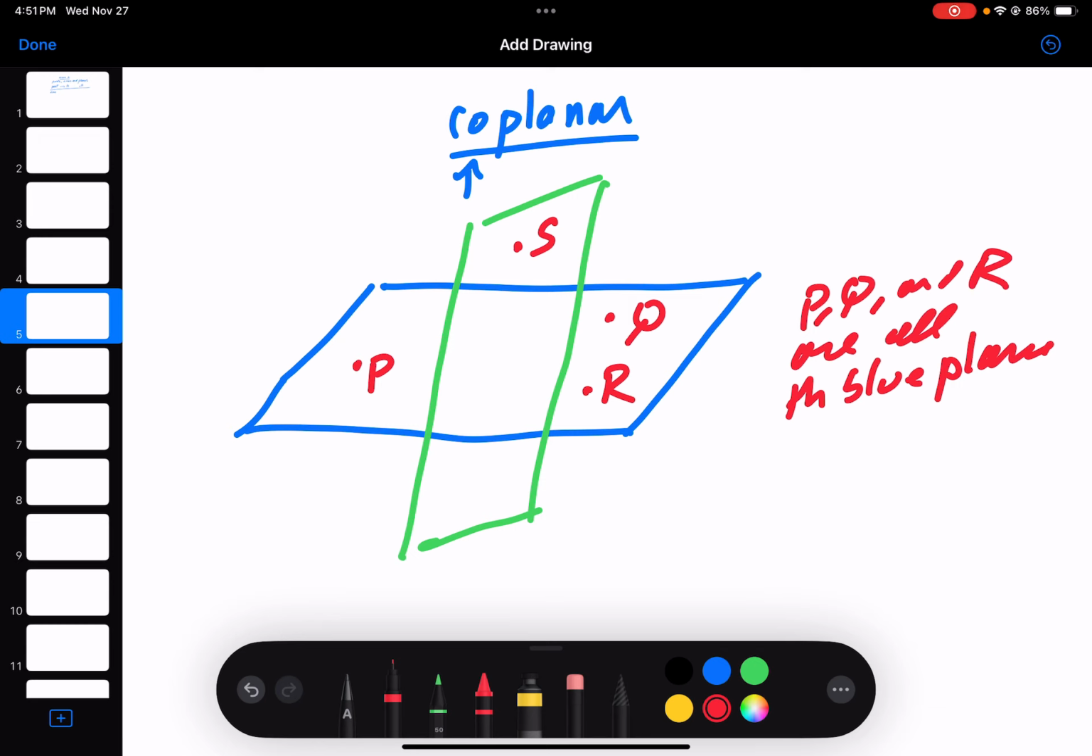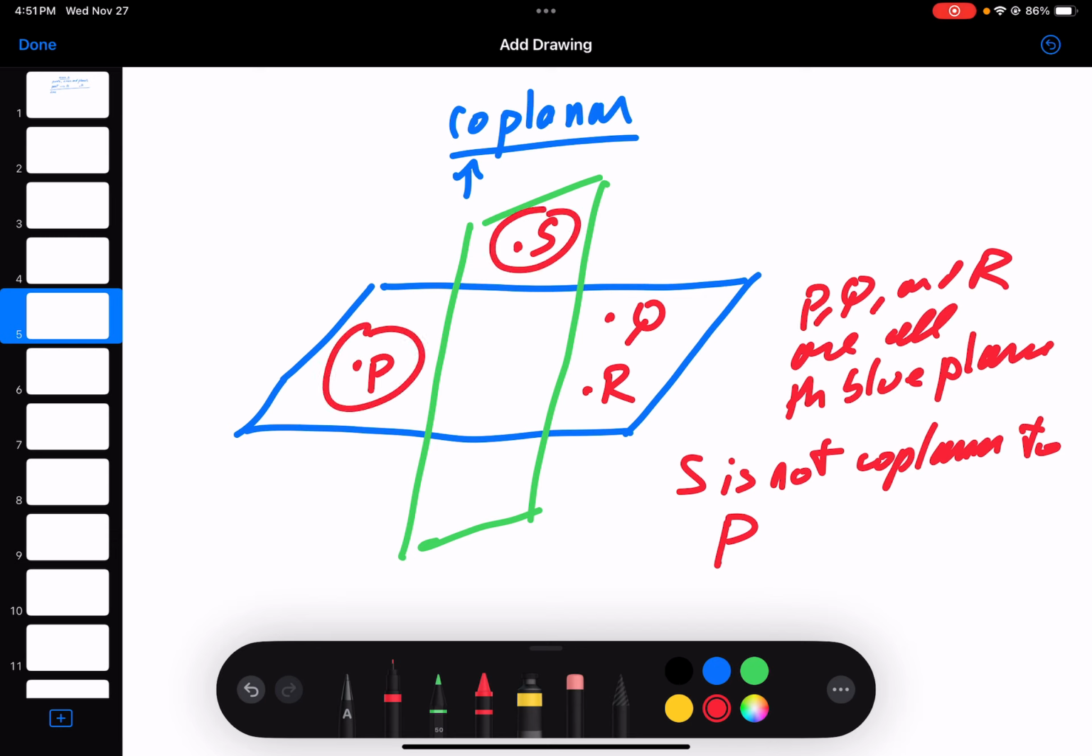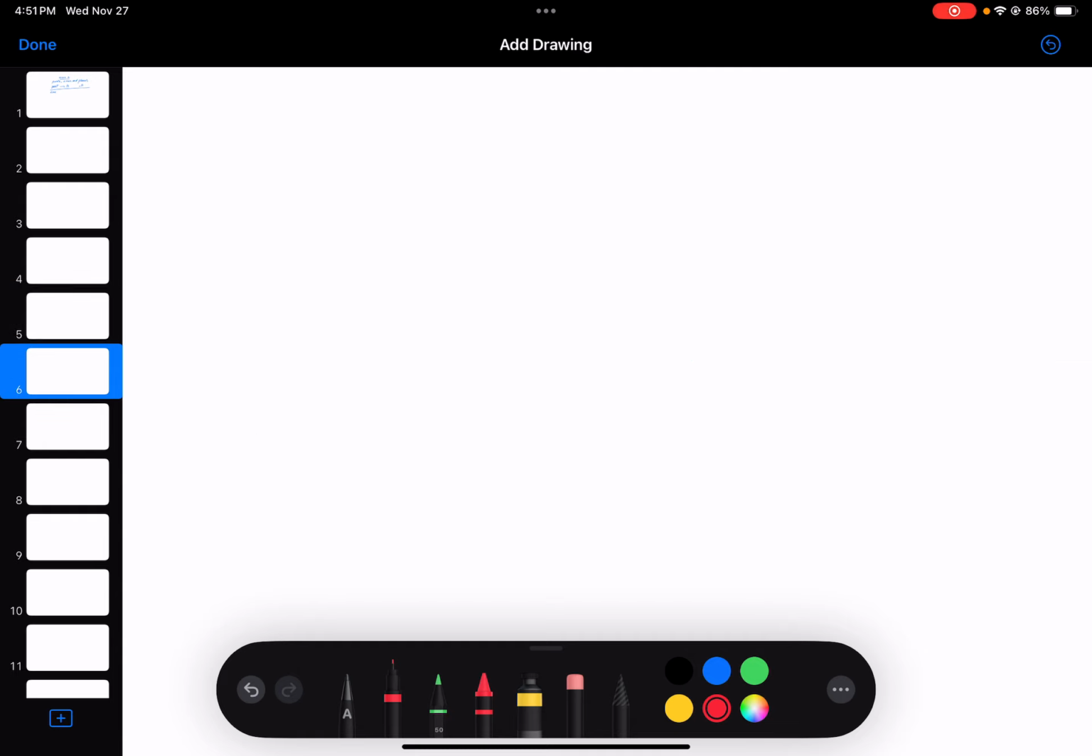And then we can say that S, which is on the green plane, S is not coplanar to P. All right? Because we have S on one plane and P on another plane. So they're not coplanar. And another important point, maybe we'll, well, actually, we'll get to it in a minute. Let's move on. Intersection of lines and planes.